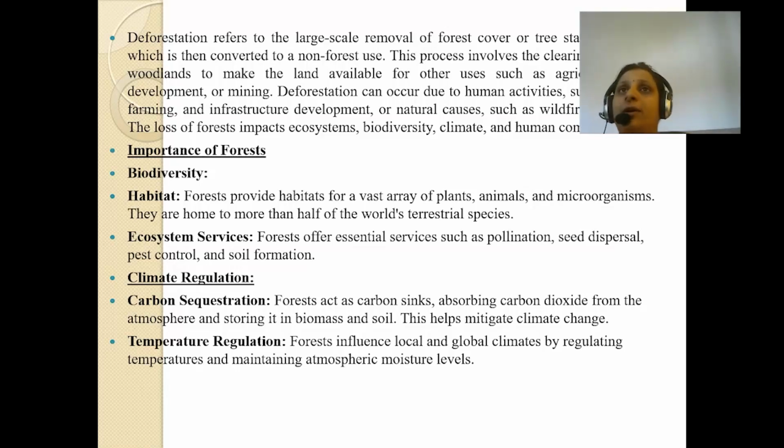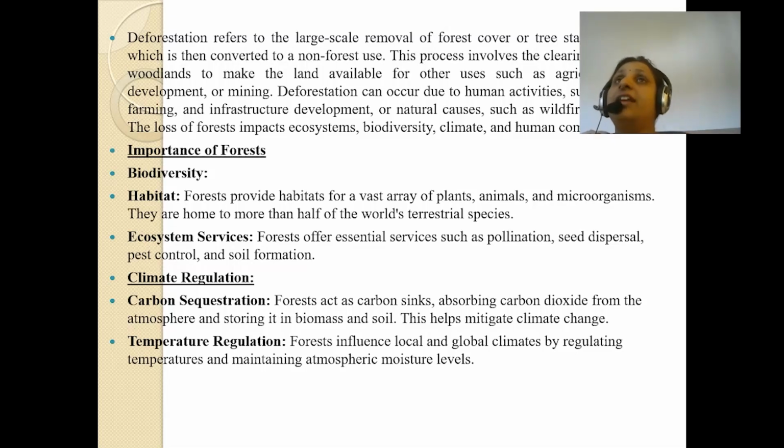You all know about the forest. Forest means, in Hindi, जंगल. Forest means where a vast array of plants, animals, and microorganisms live. It is a forest where there is a mass array of plants, animals, and various natural habitats.